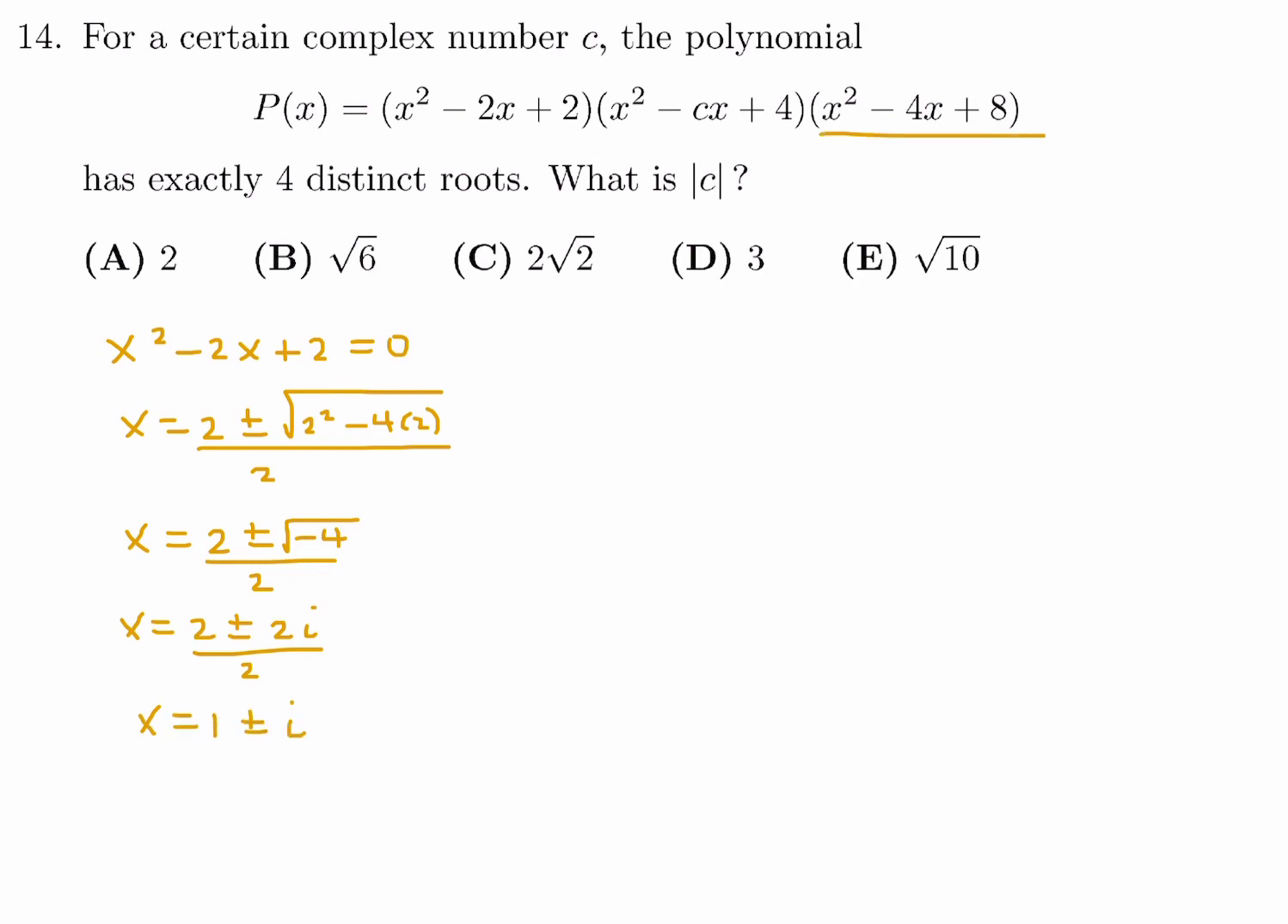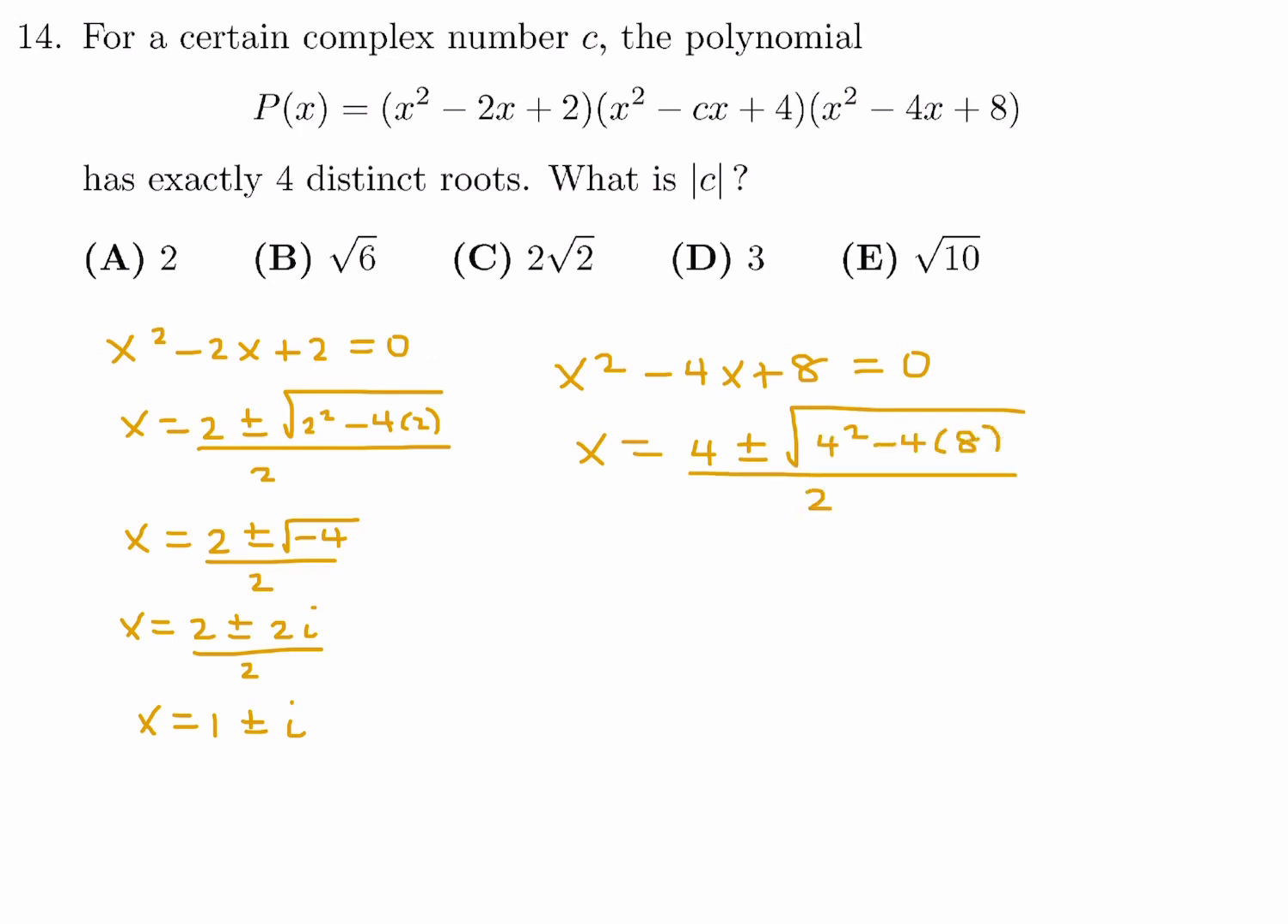In a very similar way, let's look at that one. x squared minus 4x plus 8, and let that equal 0. So x is going to be 4 plus or minus the square root of 4 squared minus 4 times 8, all over 2. So that gives me 4 plus or minus the square root of 16 minus 32, so minus 16. And that gives me 4 plus or minus 4i over 2. So x is 2 plus or minus 2i.